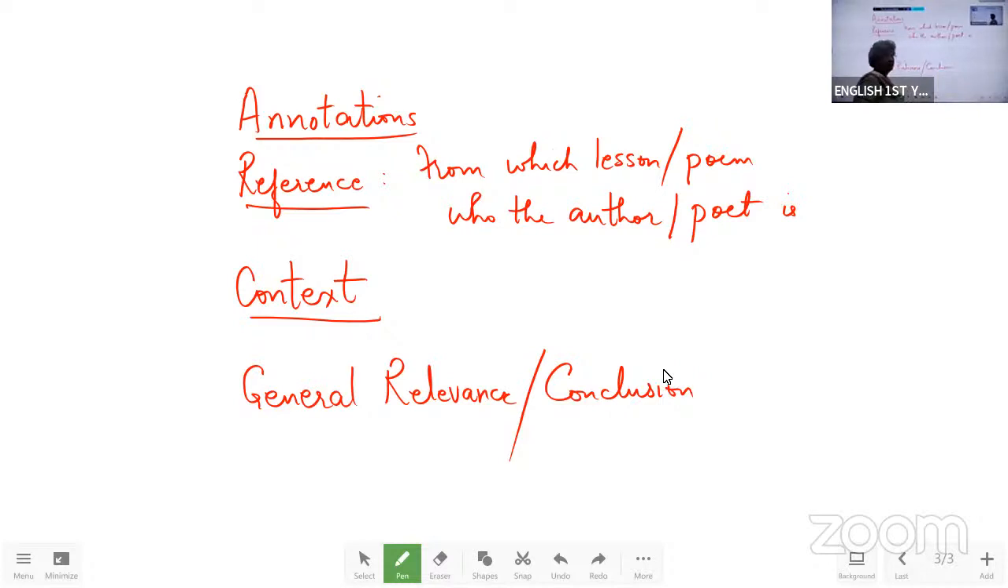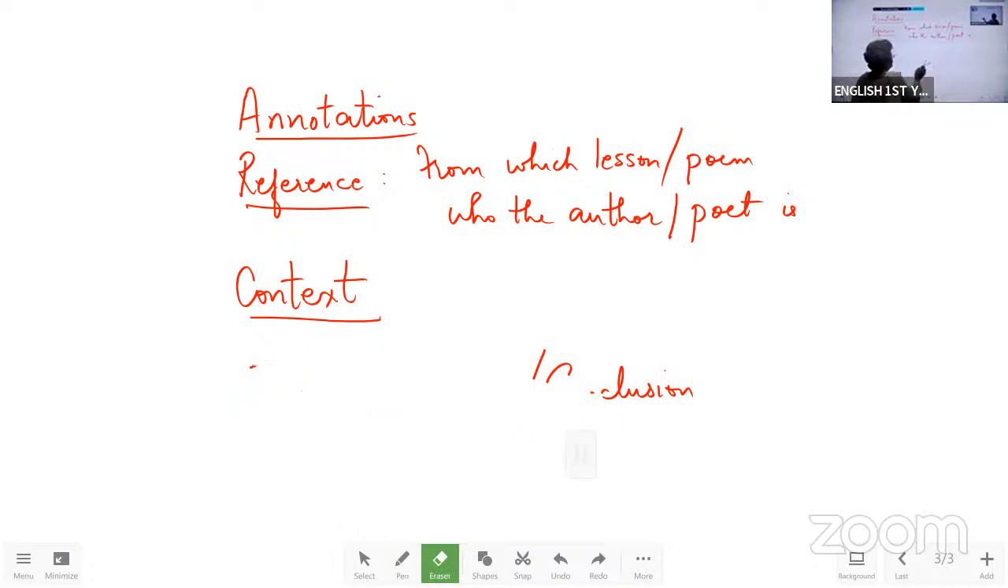I hope you know the meaning and the spelling of conclusion. Or you can also write critical comment. Whatever the subheading, it means the same. It sums up the whole about the poet and what he wants to convey. So in this way, you write the annotation.